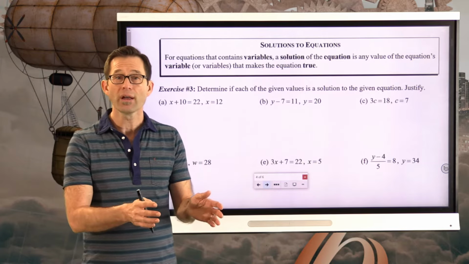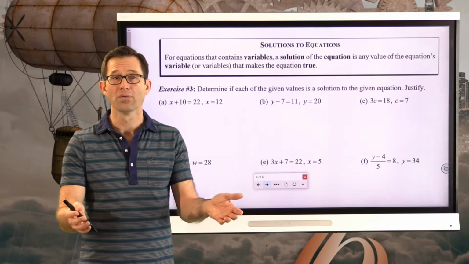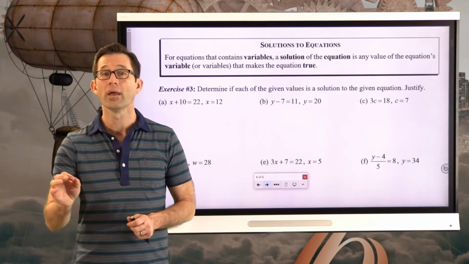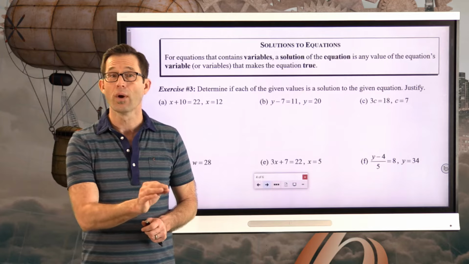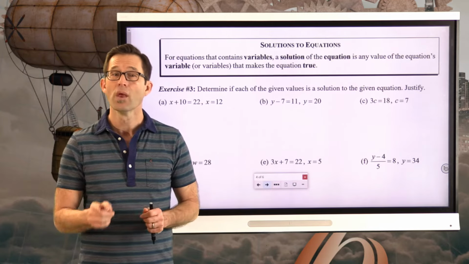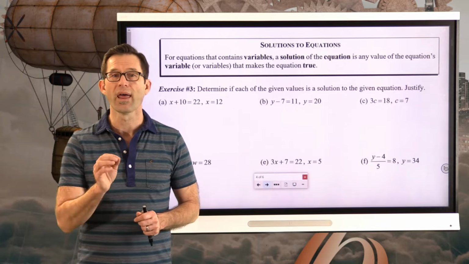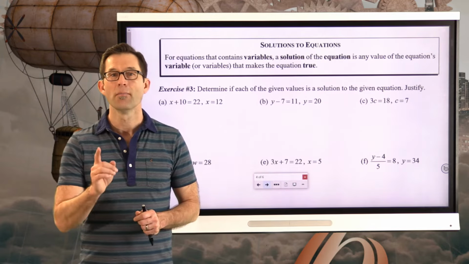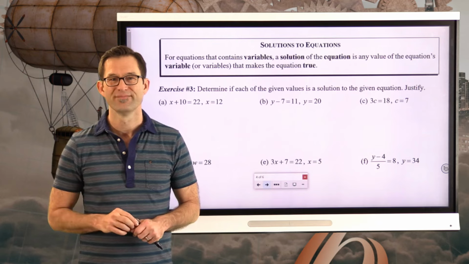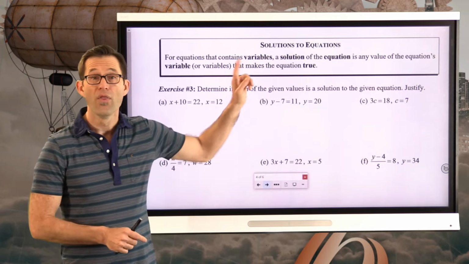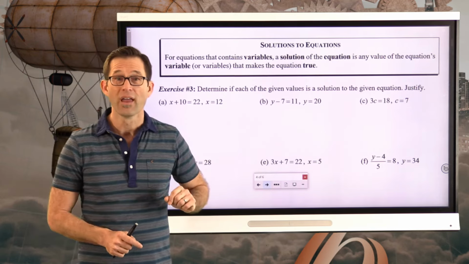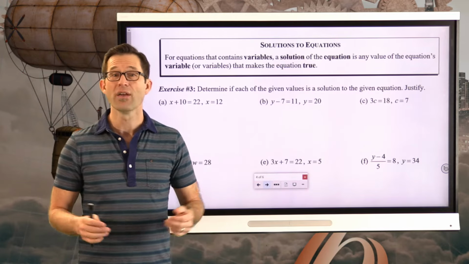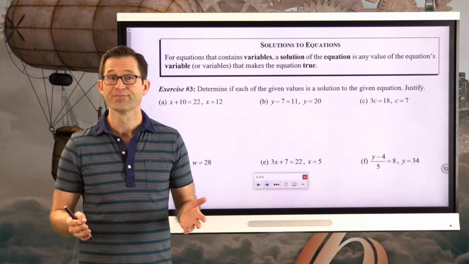So if a value of x makes an equation true, or a value of c or m or n or whatever the variable is, if it makes the equation true, it's a solution. If it makes the equation false, it's not a solution. So in our last exercise, where we had x plus 5 equals 12, 4 was not a solution, but 7 was. Again, the most important idea in all of algebra: if a value makes an equation true, it's a solution, and if a value does not make the equation true, it's not.